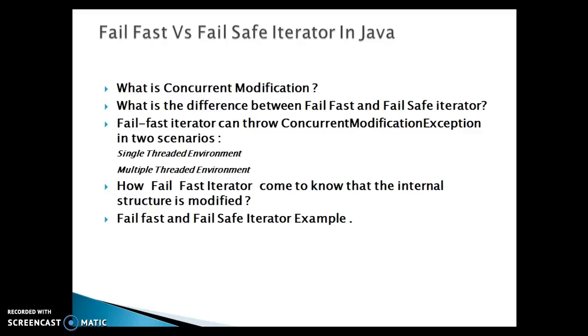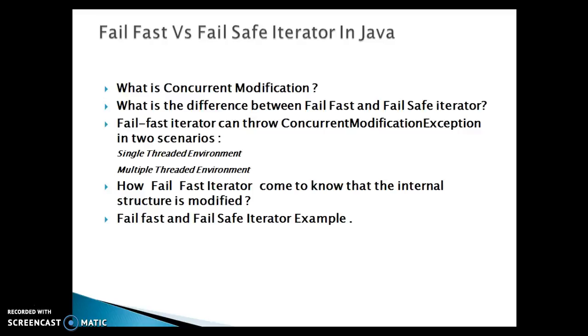The iterator checks the modCount flag whenever it gets the next value using the hasNext method, which is available in the iterator itself. The iterator has many methods, and there are two methods called hasNext, which checks whether there are elements available in the collection or not, and returns true or false. If elements are there, it returns true; if elements are not there, it returns false. And we have another method called next, which returns the next element in the collection, right? So basically it gets the next value using the hasNext and next methods.